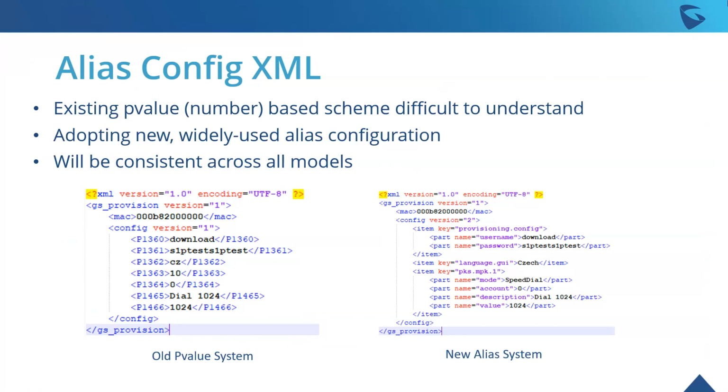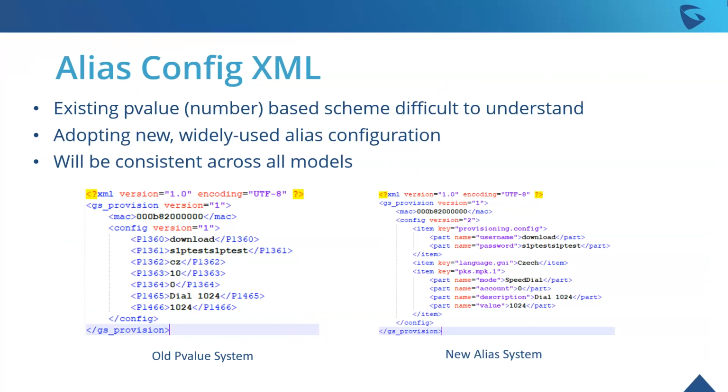But like I said, the existing P-value number-based scheme was really difficult to understand. Each model had different P-values, so it wasn't even unified across all devices. We're adopting a new widely used alias-based configuration system, where, as you can see on the right side, for example, instead of having a strange P-value for the username, it is simply name equals username. We have our password information, keys, accounts, descriptions, everything just works on name-based aliases for your config XMLs.